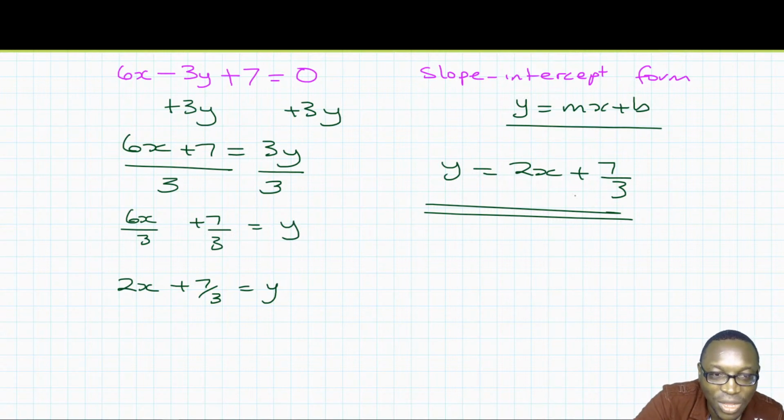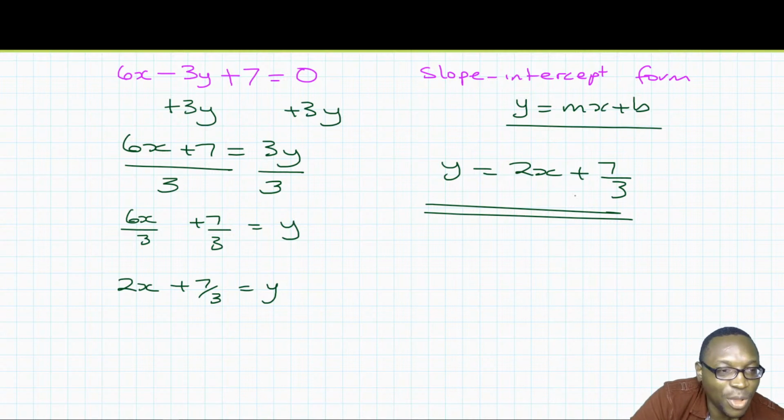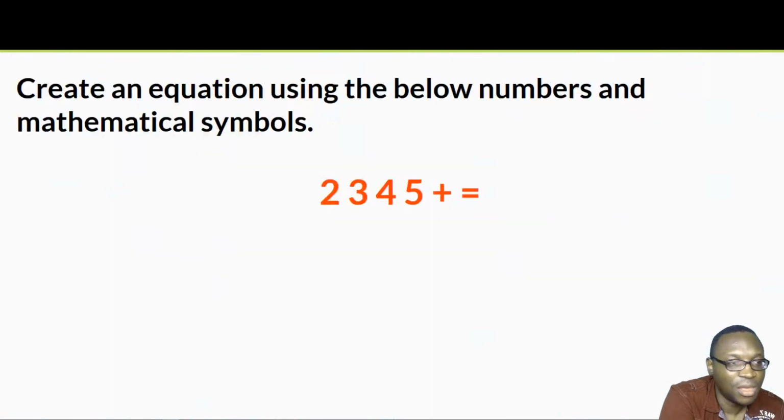And then before we leave, I'm going to give you one more. Oh, you're welcome, Adeze. Before we end our session, I'm going to give you one more puzzle. Write an equation using the numbers below and the mathematical symbols below.